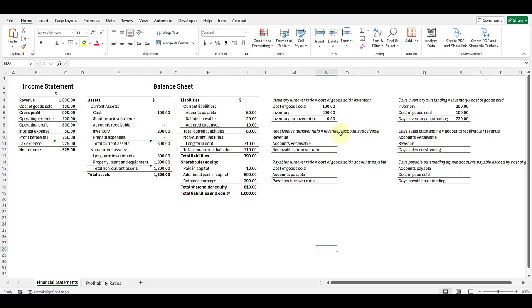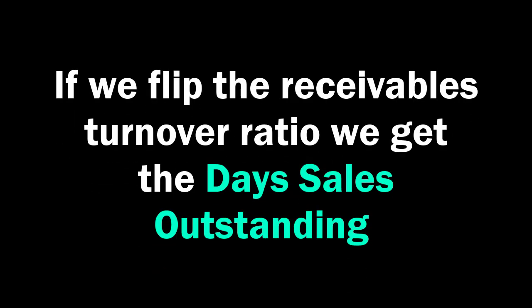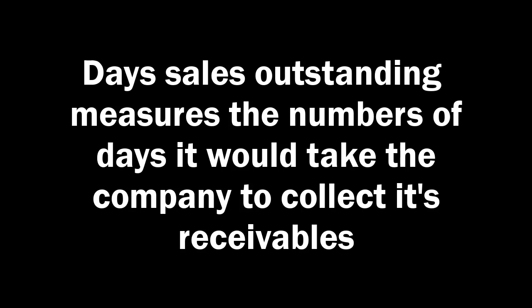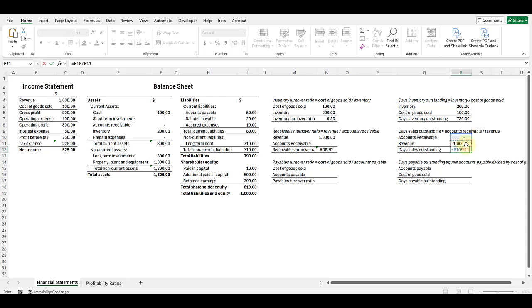Let's calculate our receivables turnover ratio. Our revenue is 1,000, but our accounts receivable is 0, meaning this company does not sell anything on credit. Therefore, we can't calculate the receivables turnover ratio. If we flip the receivables turnover ratio, we get the days sales outstanding. Days sales outstanding measures the number of days it would take the company to collect its receivables. The lower the days sales outstanding, the better, as the company is collecting its receivables more regularly. Again, our company has no accounts receivable, so we can't calculate the days sales outstanding.